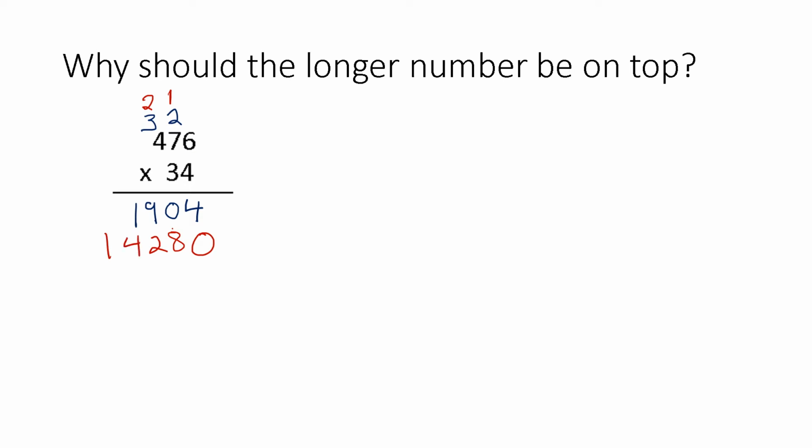So now that we finished our multiplication, we have one more step. We have to add this answer together. So 4 plus 0 is 4, 8 plus 0 is 8, 9 plus 2 will give us 11, 4, 5, 6, and 1. So our final answer is 16,184. As always, grab your calculator, plug it in there, make sure that all of your answers are correct.